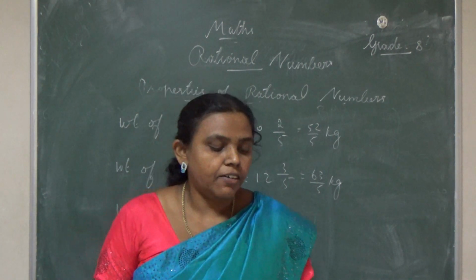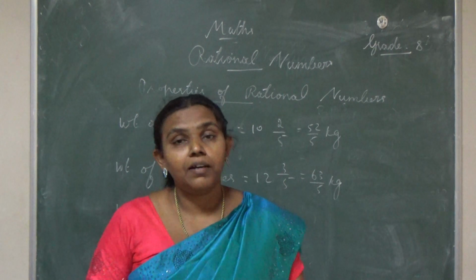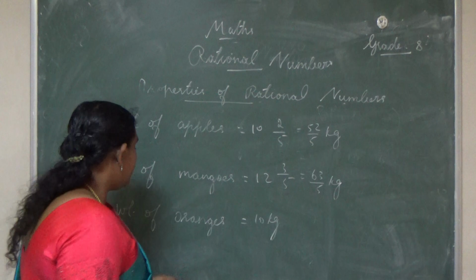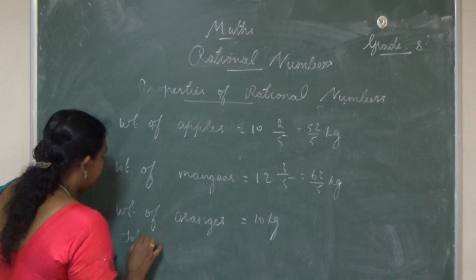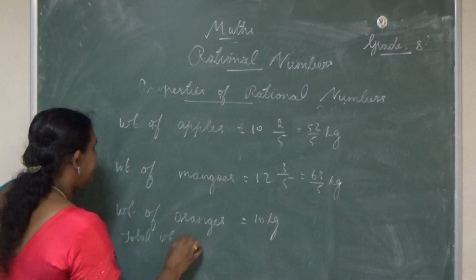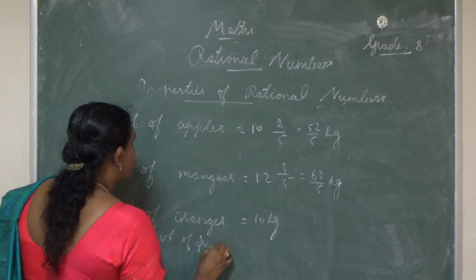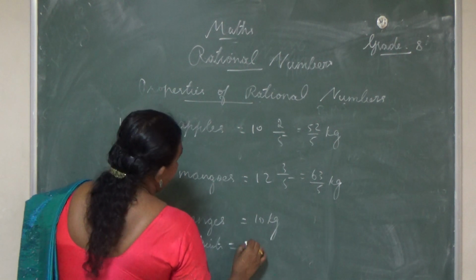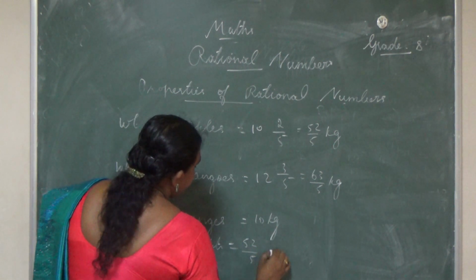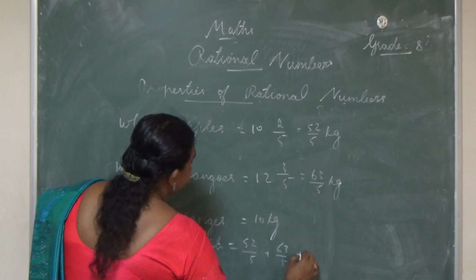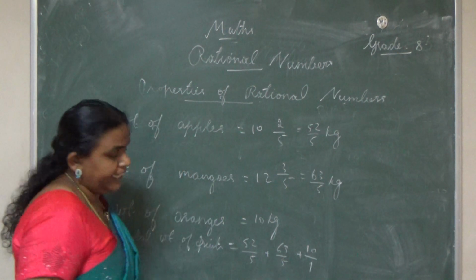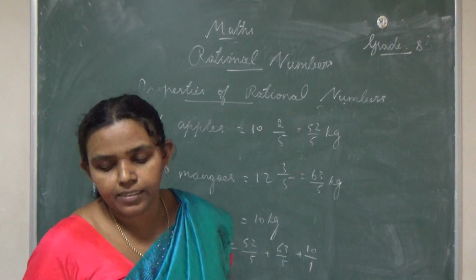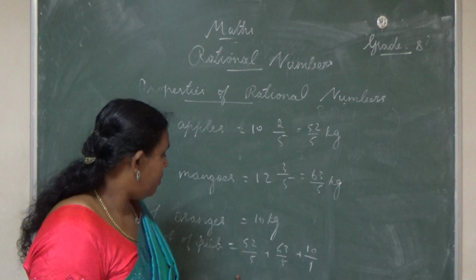So what is the total weight of the fruits present in the basket? You are very familiar with this type of problems. What are the fruits? Apples, mangoes, oranges. 52/5 plus 63/5 plus 10/1. 10 kilogram is 10/1. We can write 10 kilogram as 10/1.